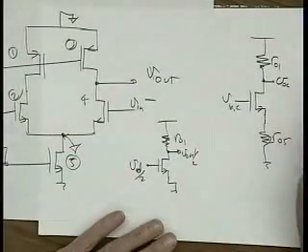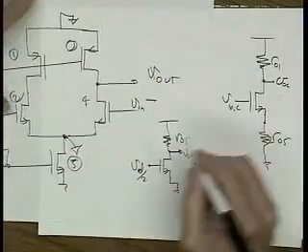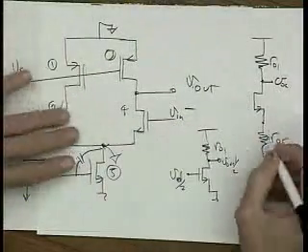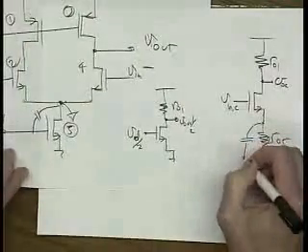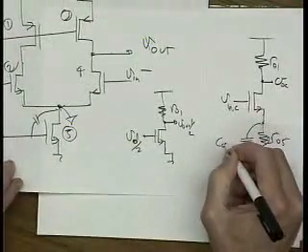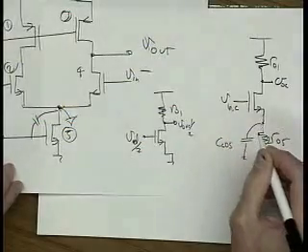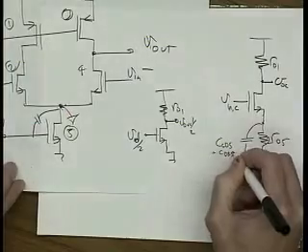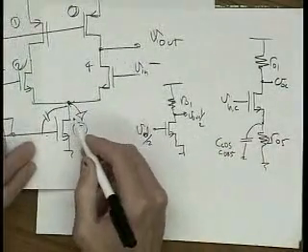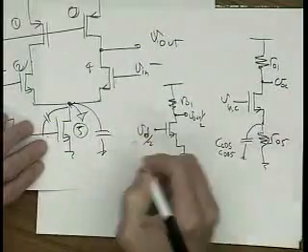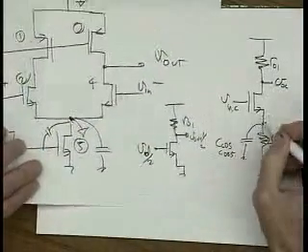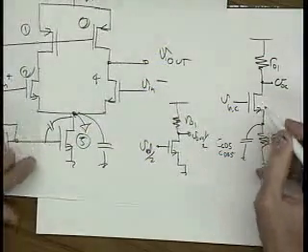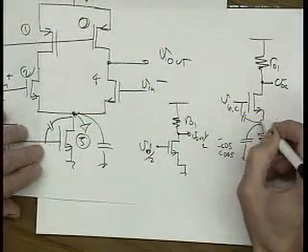Now let's start putting the capacitors into this. There's a CGD5 plus a CDB5, the gate to drain and drain to bulk capacitances of this device right here. So those two capacitors are hanging off there. Then what else do we have? Can I put them all in? I don't need to label them all.